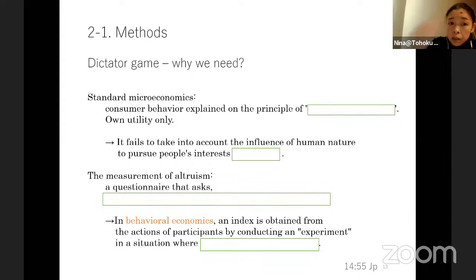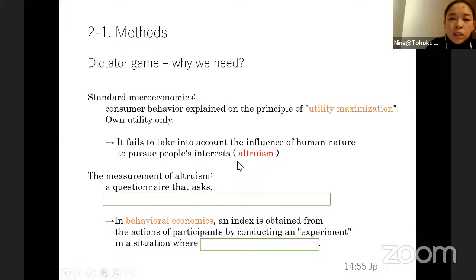Okay. So first I explain the Dictator game. You have already experienced this one in the demo experiment. But why did we need this? Because in standard microeconomics, consumer behavior is explained on the principle of utility maximization. And the utility, his or her own utility, is considered by the economic agent. But if we use this assumption, we fail to take into account the influence of human nature to pursue other people's interests. We care about some others, not only ourselves. We call this kind of nature altruism, care for others.